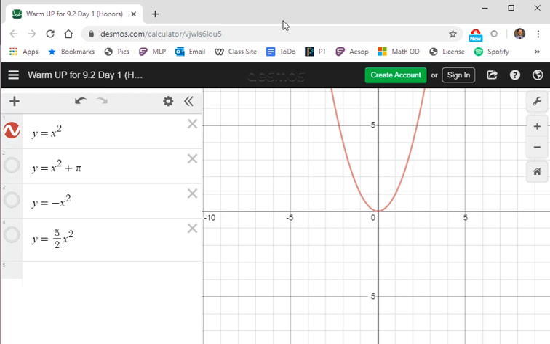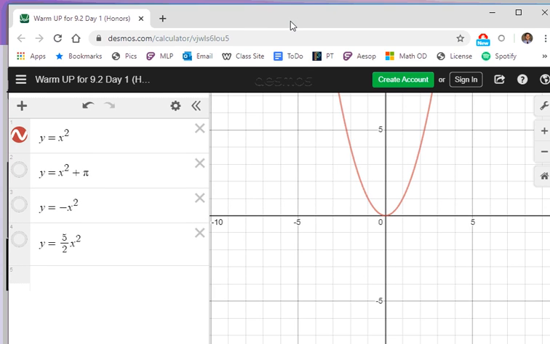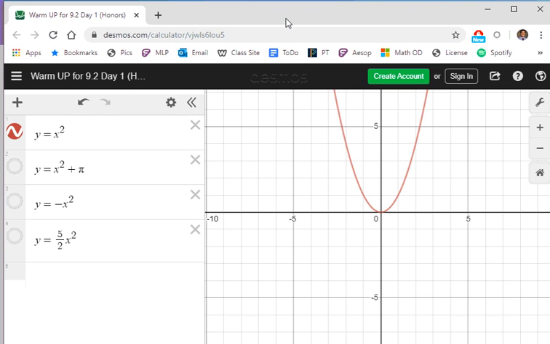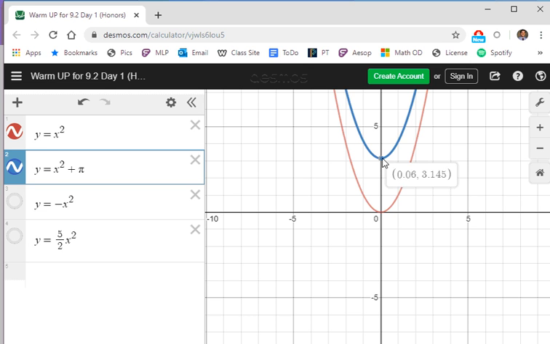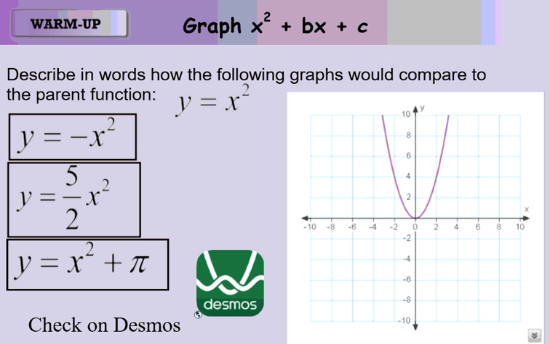The last one, what if you add pi? Well, pi is just a number, 3.141592653 dot dot dot. Well, that's just going to move it up. It'll move it up by pi units. So all the points move up 3.14 dot dot dot. So there you go. That's what we were working on in the prior sections.